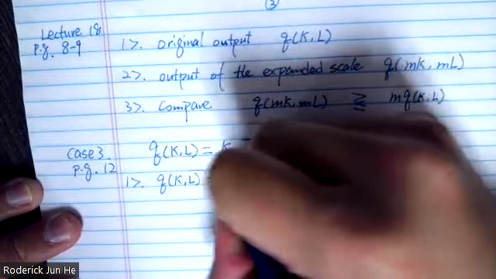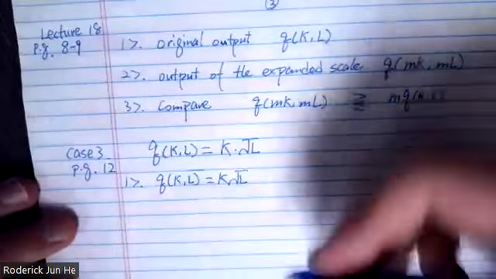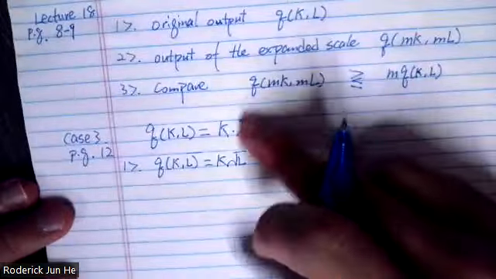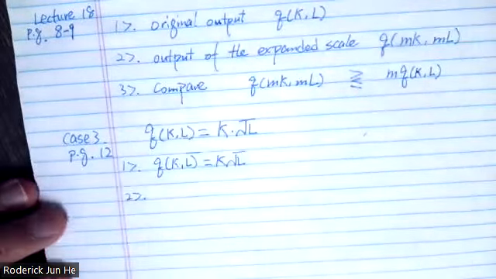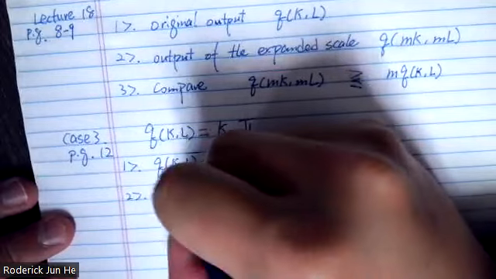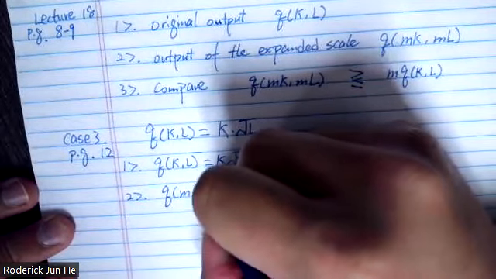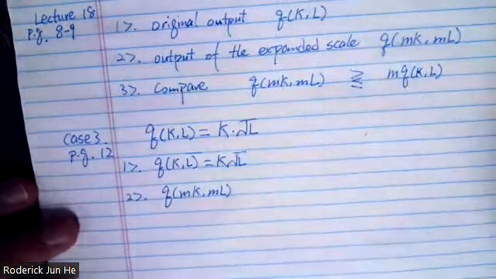Q(K, L) equals K times the square root of L. Just copy it down. In this case, we were using one share of capital and one share of labor, so you have exactly the same as the production function itself. But now, let's look at the expanded scale, which is Q(MK, ML).